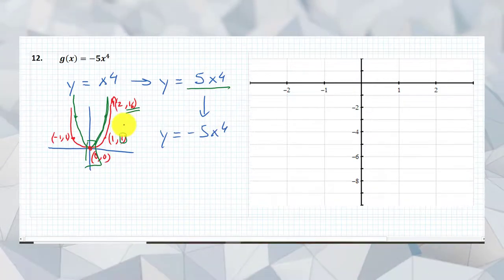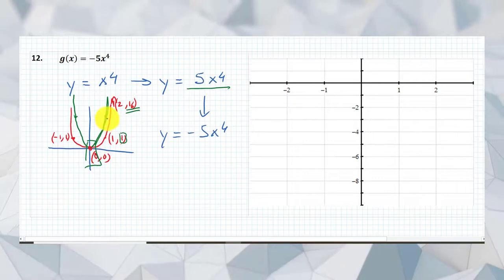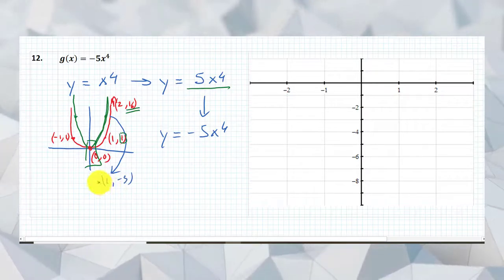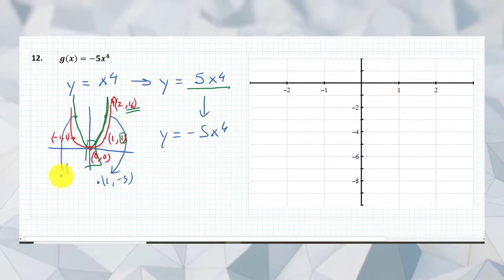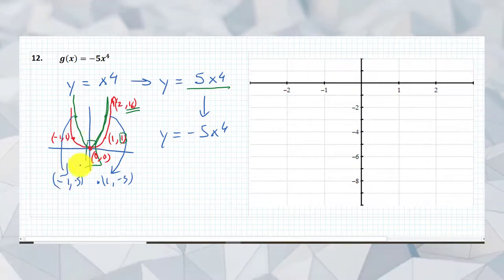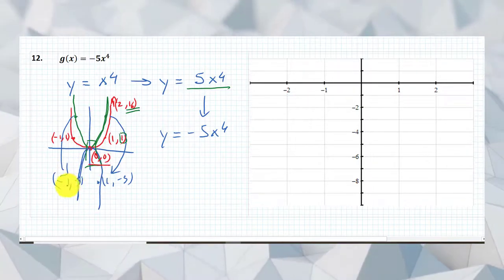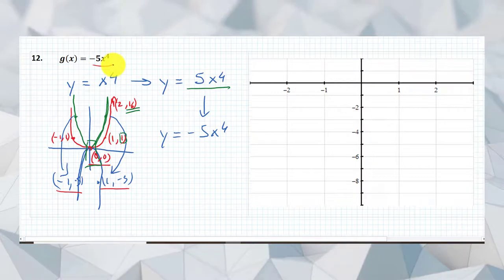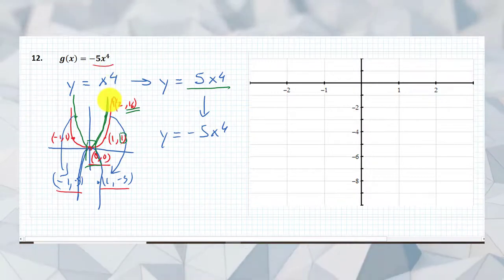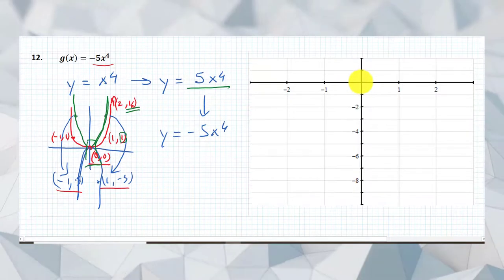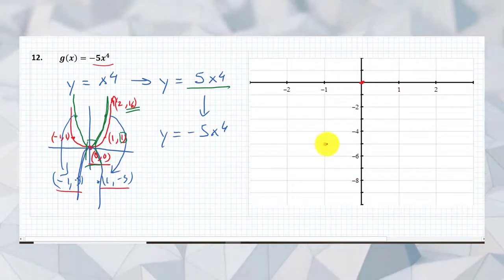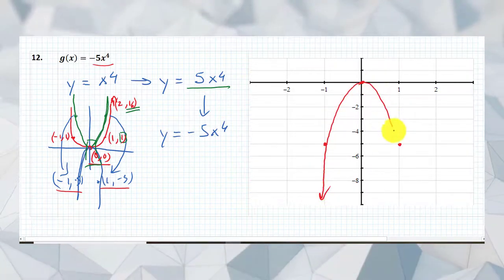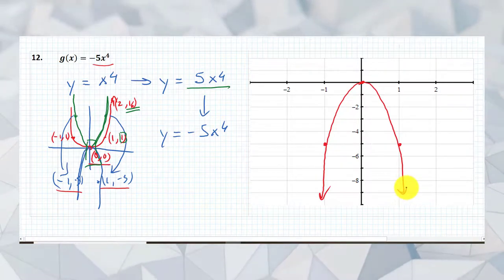And then finally, I have a reflection across the x-axis right here. And so I'm going to reflect all these points that I had. So I'm reflecting this point, which was 1, 5, right? So it's going to go to 1, negative 5 right here. And then negative 1, 5 will go to negative 1, negative 5. And then 0, 0 is going to stay right here. So I'm going to have a graph like this. And these are the only three points I'm going to be plotting. The graph of negative 5x to the 4th quickly gets some very large numbers, so I'm not going to represent them, okay? So I have 0, 0, negative 1, negative 5, and 1, negative 5 right here. It's a U-shaped graph, but it's reversed. The U is reversed. Very steep, very quickly increasing.